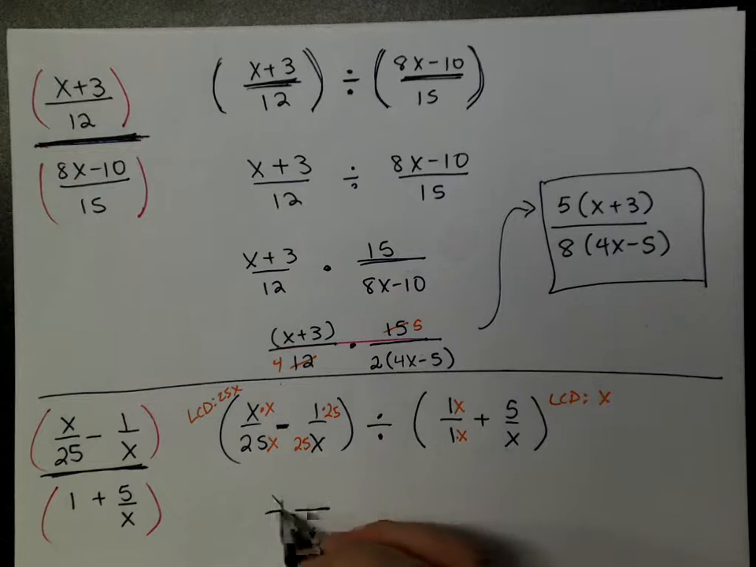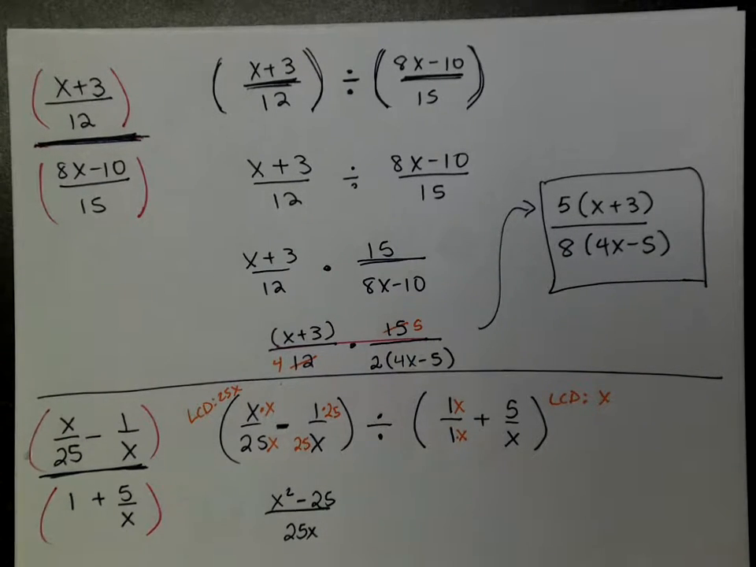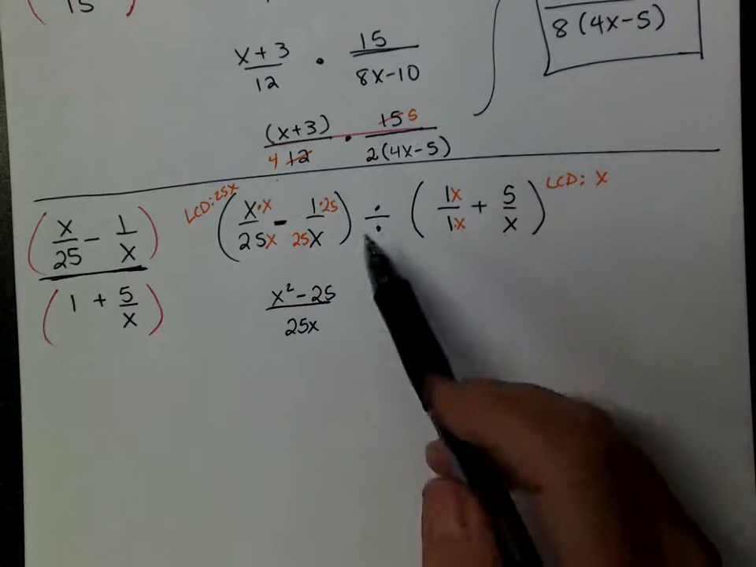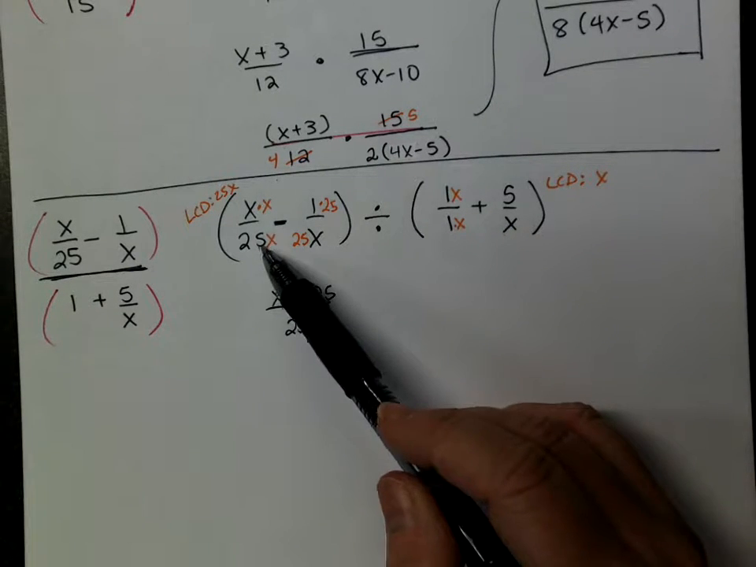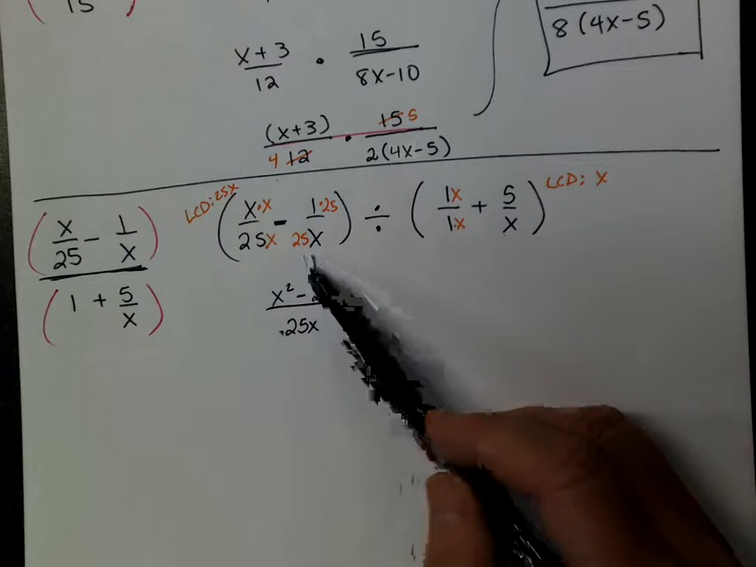X squared, right? That numerator is nice and flat. You just read it straight across. First numerator minus the second numerator. Why did you put it times x and then times 25 on the top? How did you know? Because that is what a common denominator is. That's how we find a common denominator. It is the product of the unique factors.